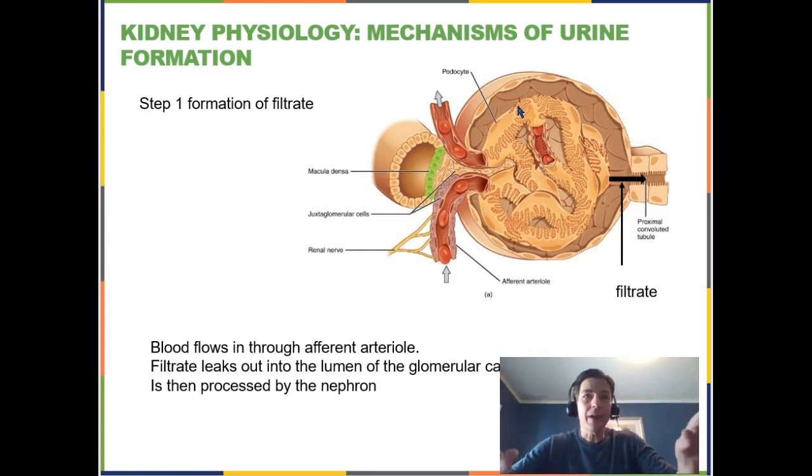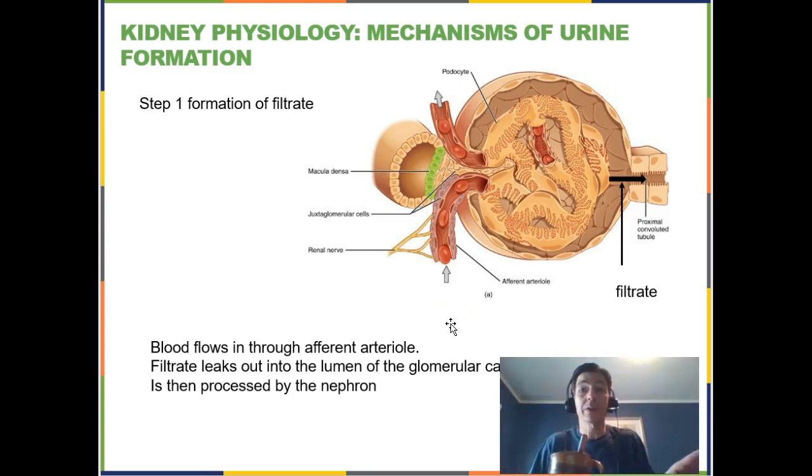So now we are into going step by step through what happens in each different part of the nephron. This is going to go a little bit slower and will be more detailed, and this is where we're going to be for quite some time. So we start with step one, which is the formation of filtrate.